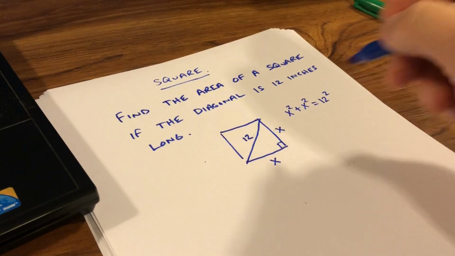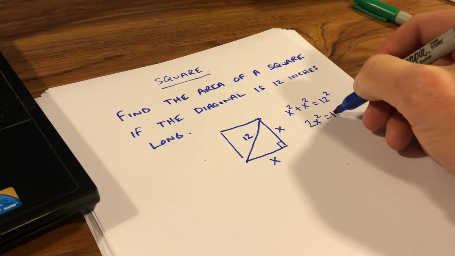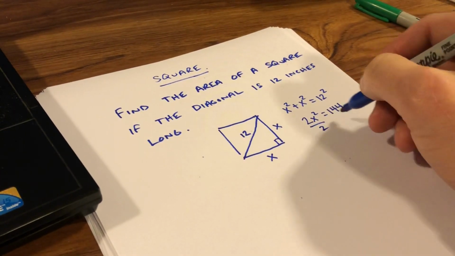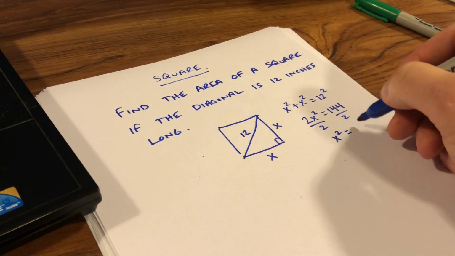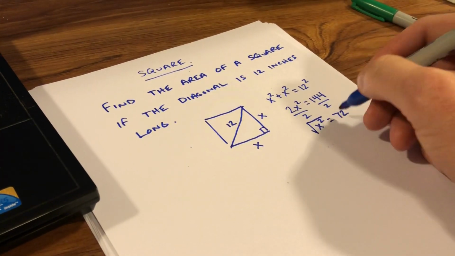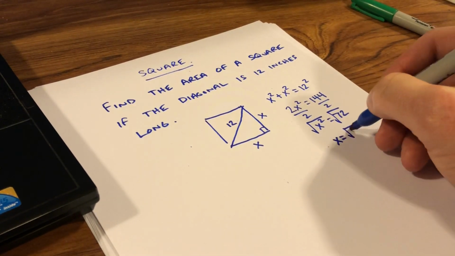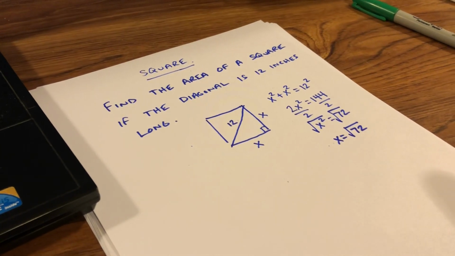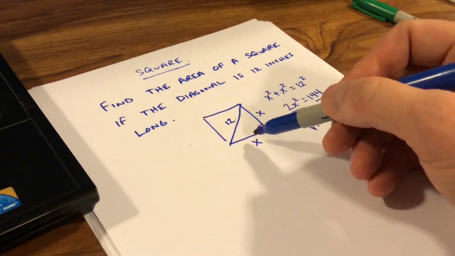So we combine our terms, we get 2x squared equals 144. If I then take that and divide by 2, I get x squared is equal to 72. And then if I take the square root of both sides, I get x to be equal to the square root of 72.